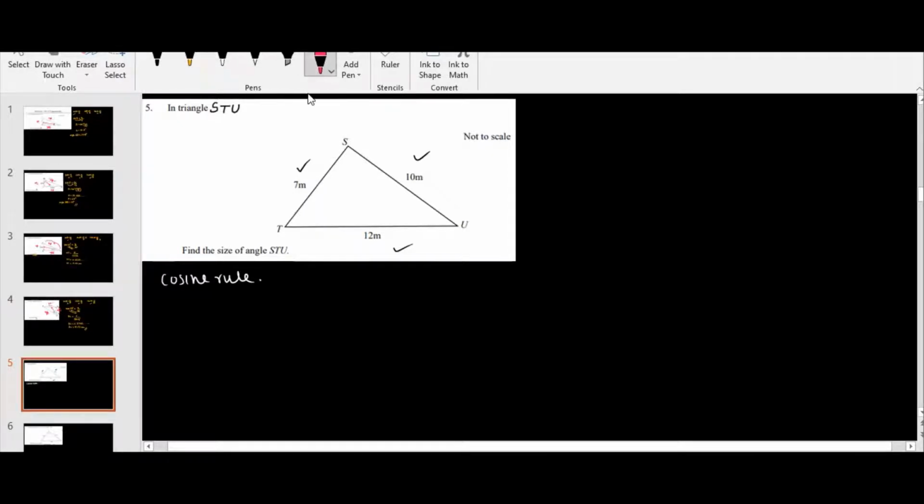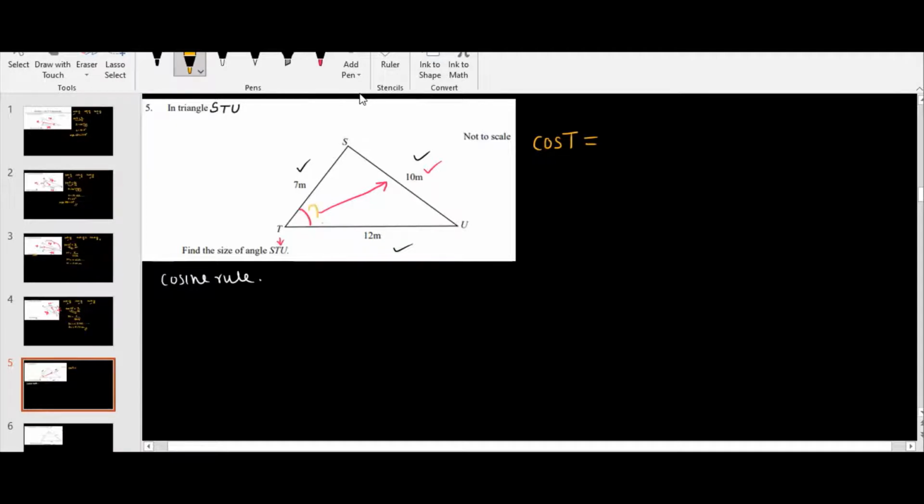Let us mark which angle the question is asking. It is asking T, so I will mark that first. What is the opposite side of this? That is 10 meter. So we will write the formula. When you are writing the formula for cosine, to find the side it is different, to find the angle it is different. To find the angle, first you should write cos of theta. Theta is the angle which you are finding, that is T equals, the first number you write should be the opposite side of the angle which you are finding.